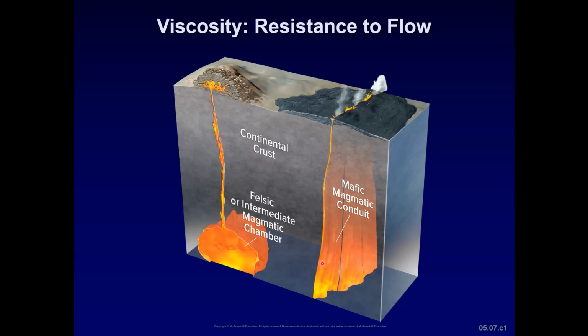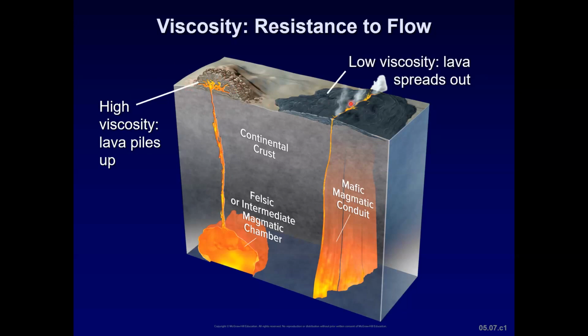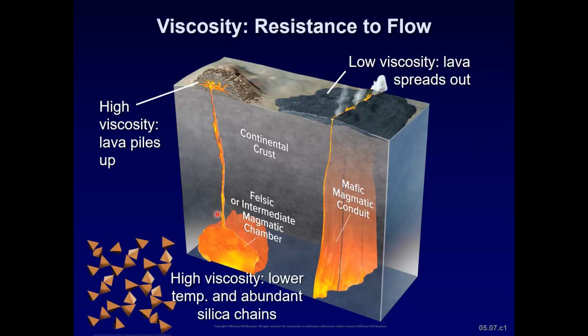Now, viscosity is resistance to flow. Okay, so if you have higher viscosity, you're more resistant to flowing as a material. With high viscosity, if you had this lava erupting here, the material is very viscous, it piles up, it doesn't want to flow. Low viscosity lava spreads out far and wide. There's a difference in composition here.